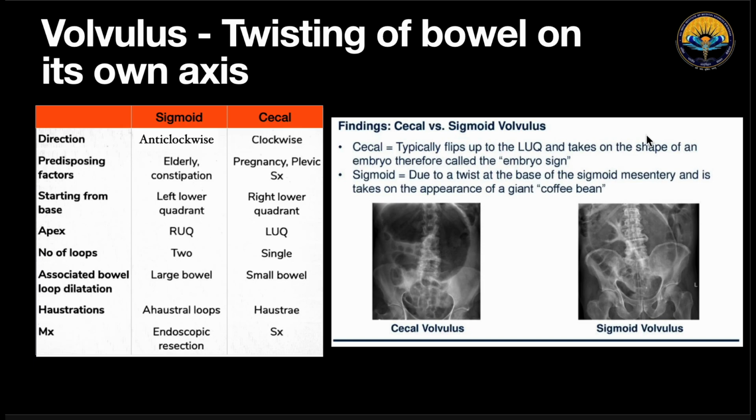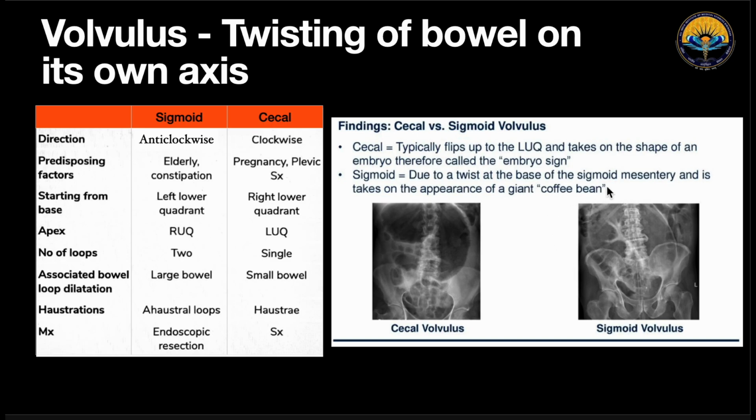Coming to the next, volvulus. Volvulus is twisting of the bowel loop on its own axis. So we should know about two main volvulus, that is the cecal volvulus and the sigmoid volvulus. This is the bowel and this is a sigmoid volvulus. Sigmoid volvulus is usually seen in patients having constipation, and due to constipation and thin, long mesentery, the bowel will twist on itself, and then this will cause sigmoid volvulus.